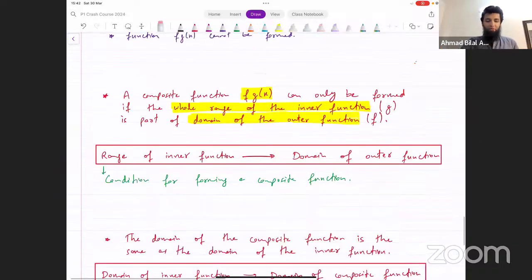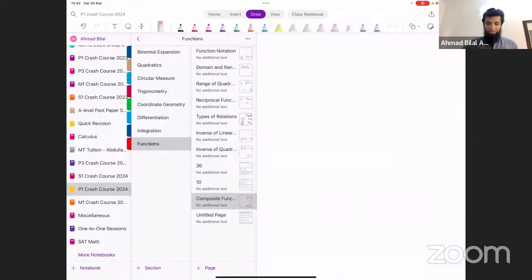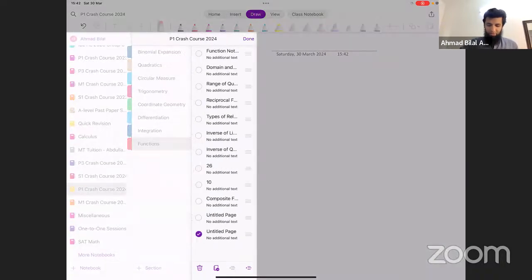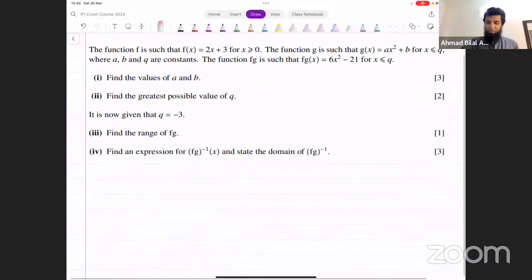All right, now let's have a look at one question quickly and then we end for today. Now, this is not from the worksheet. It's from a recent paper. I'll just copy it like this. Let's quickly try this and then we end for today.